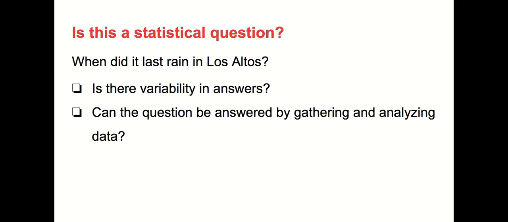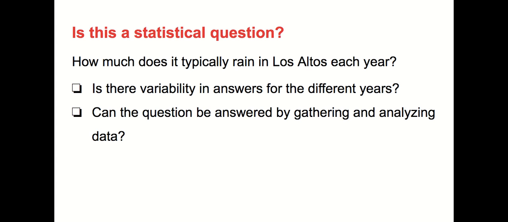When did it last rain in Los Altos? It rained on April 7th. There's no variability in the answers. So that's not a statistical question. But here's one. How much does it typically rain in Los Altos each year? Is there variability in the answers for the different years? And could you answer the question by gathering and analyzing data? Yes, it varies from year to year. And you could answer the question by adding up how much it rains each year and calculating an average. So this is a statistical question.